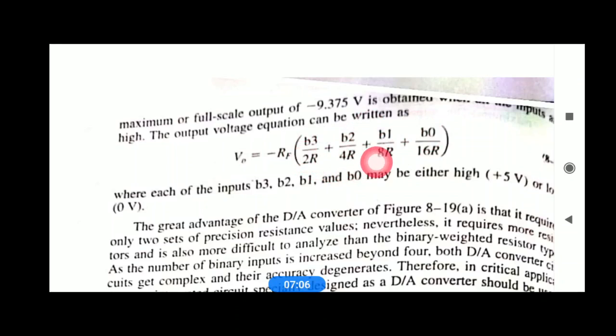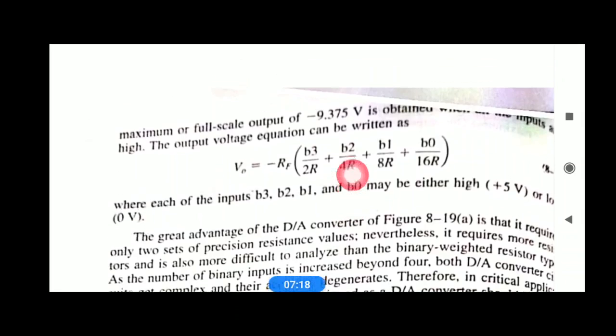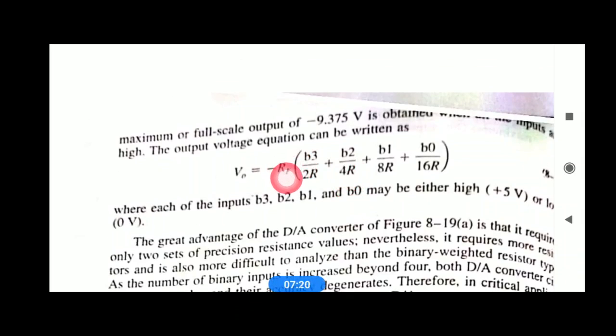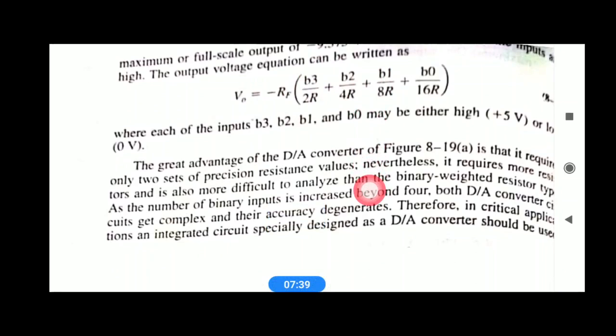Similarly for the same case, if B2 is high and the remaining are all 0, only this term is active, where B2 is plus 5 volt divided by 4R. 4R means here 40k, and RF is 20k. When you cancel, the denominator becomes 2, right? And since B2 is 5 divided by 2, you will get 2.5, which is minus 2.5 as the output voltage.